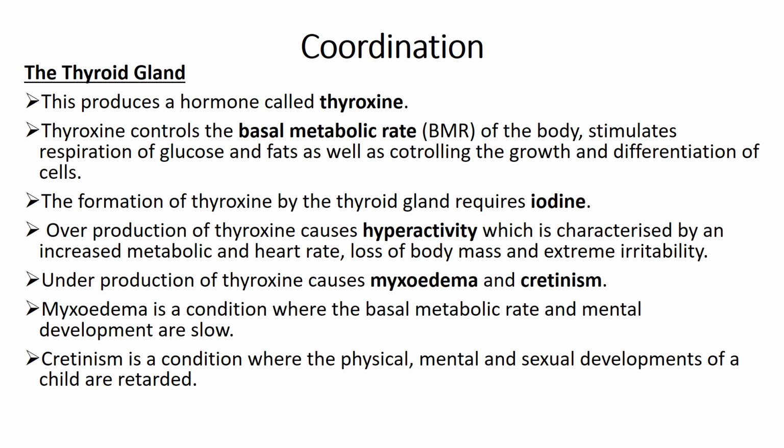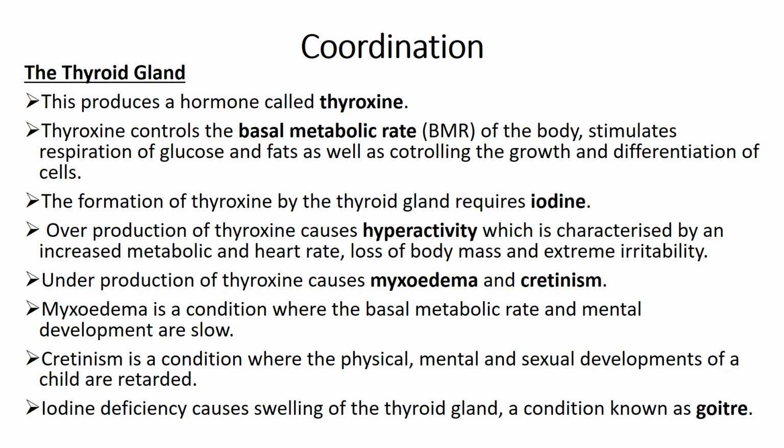Then the other one is cretinism, which is a condition where the physical, mental, and sexual development of a child are retarded. To be retarded is to be slowed. So other children might be growing at a standard rate, then a child with cretinism, the rate is going to be slow. Iodine deficiency causes swelling of the thyroid gland, a condition known as goiter. Okay, so whenever there is no iodine, which is used to make thyroxine, the thyroid gland is going to swell and you are going to have goiter.